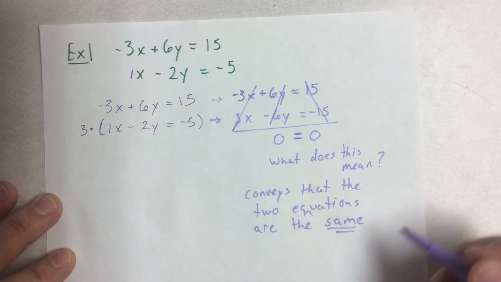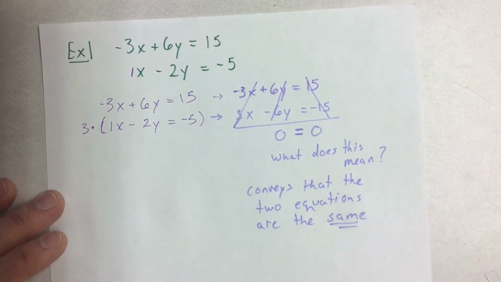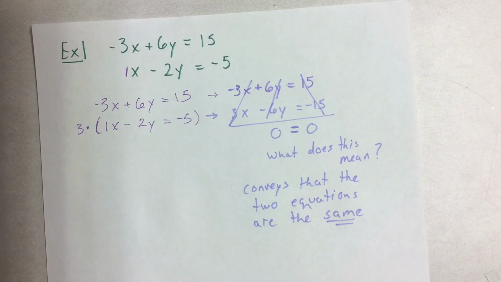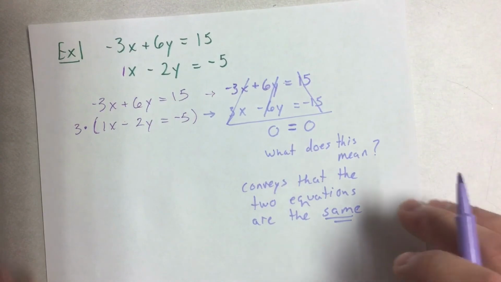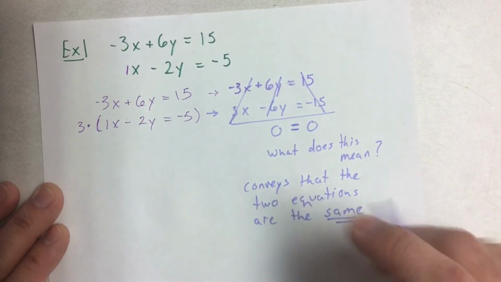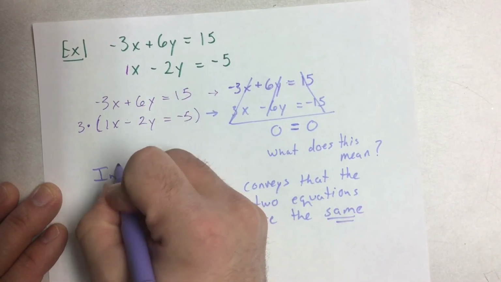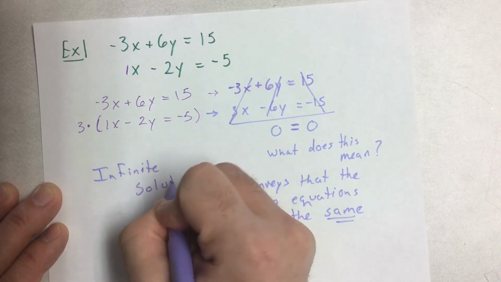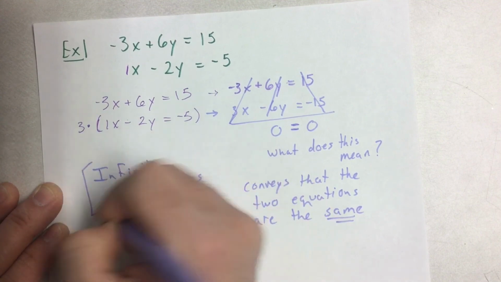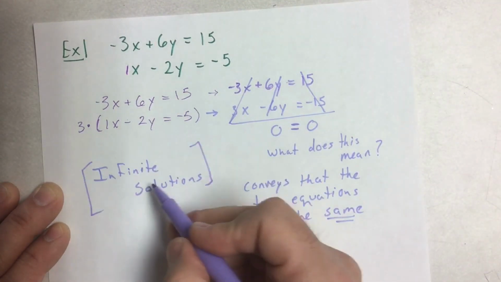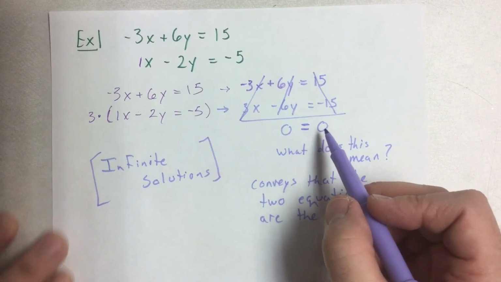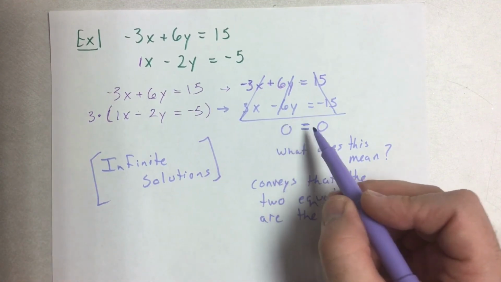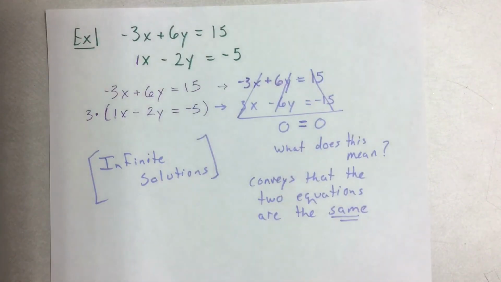So in terms of solutions, think about this. A solution to a system is where the two equations intersect, or the point that makes the two equations satisfied. But these are the same exact equation, so they're overlapping. So the number of solutions, there's an infinite number of solutions. This is the situation when we get 0 equals 0, or some number equaling the same number. That tells us that we have an infinite number of solutions, that the two equations are the same.